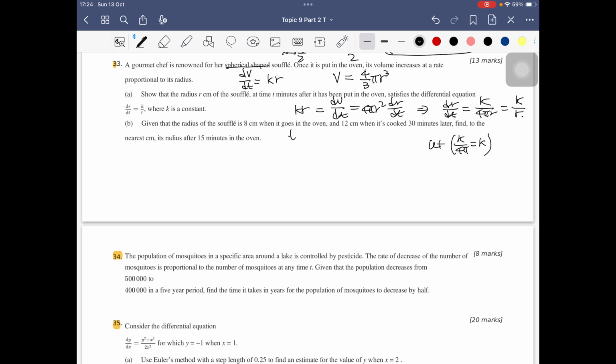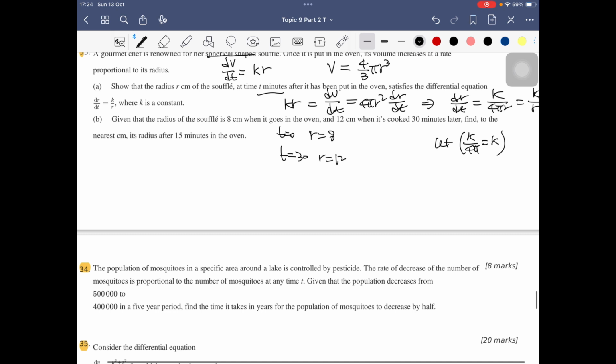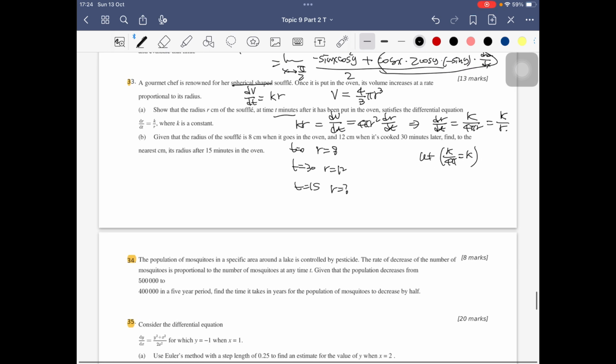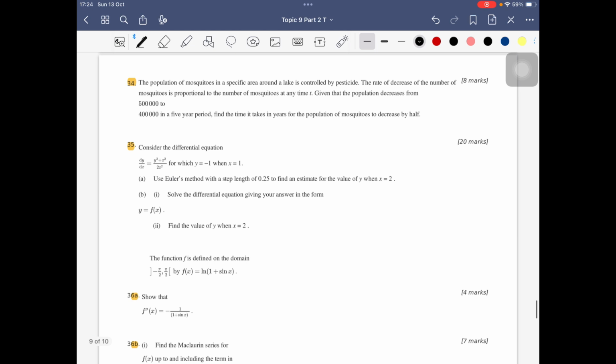So we show that given the radius of the supper is 8 when it goes in the oven, when t equals 0, r equals 8, and t equals 30 minutes, r becomes 12. So nearest when t equals 15, what is r? So let's see. So here, r dr is k dt, integral, kt plus c. So when you put it there, you will find it.